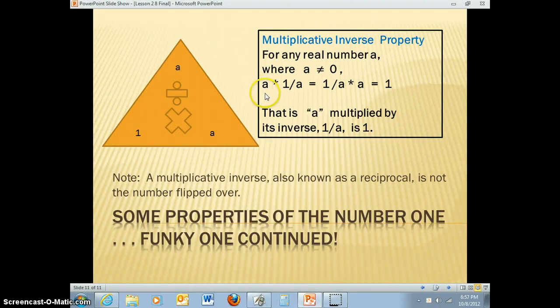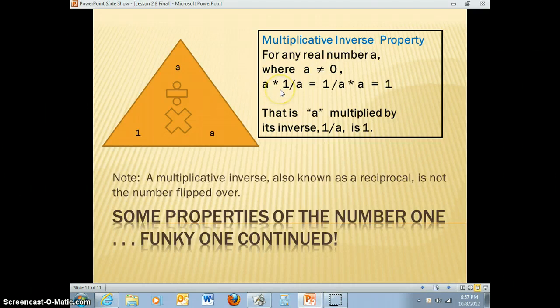Besides any number multiplied by 1 is that number, which is the multiplicative identity property, we also have the multiplicative inverse property. You also sound really smart when you say this one. So if any real number, a, but a does not equal 0, that's important. We'll come back to talk about that in a second. But let's just say what happens.